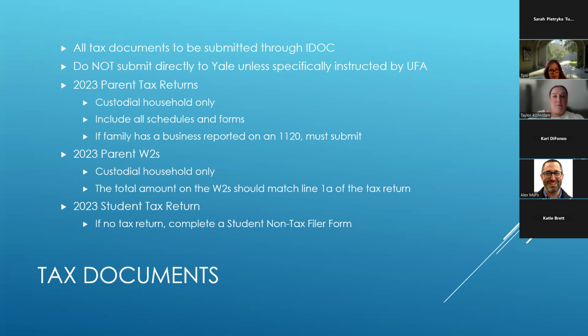For the parent 2023 W-2s, again, it's just the custodial household only. And keep this in mind, this might be really helpful when you're preparing your documents to submit: the W-2s that you submit need to equal or match what is reported on line 1a of the tax return. So let's say both your parents are income earners and you submit a W-2 and it satisfies the requirement, but then when we read the file, we only received one parent's W-2. Well, then your file will become incomplete again.